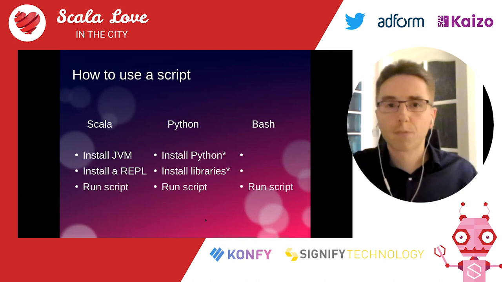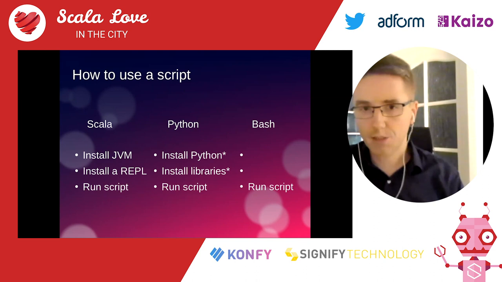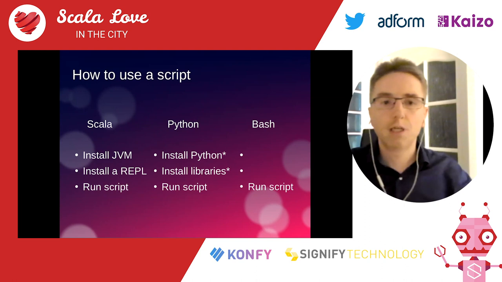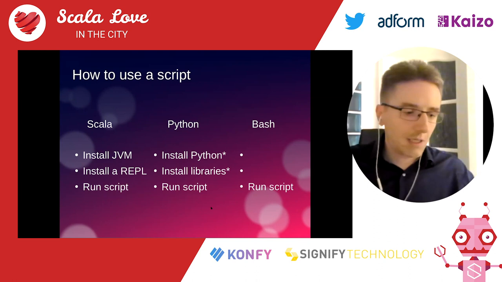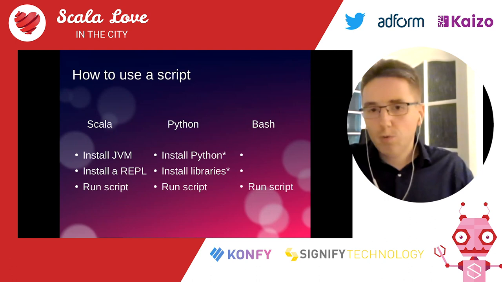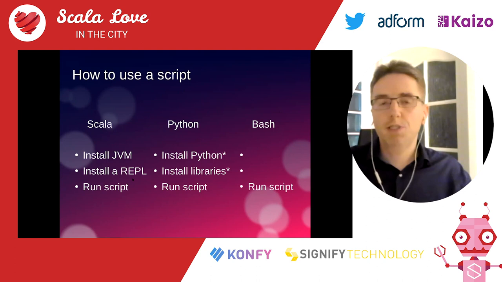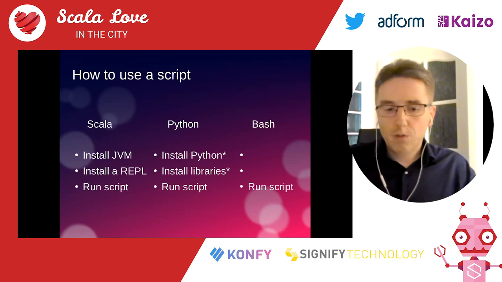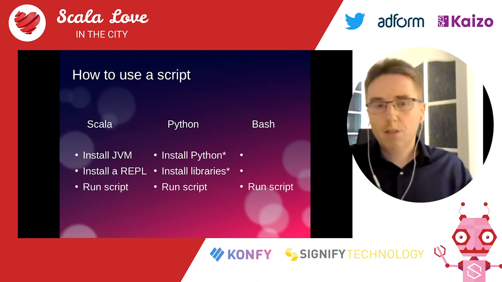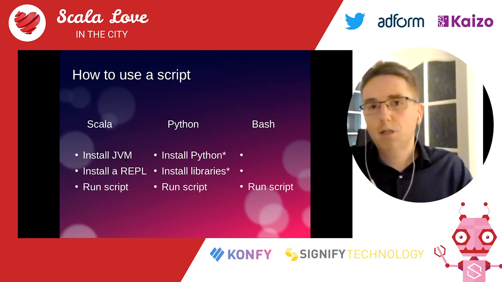So one of the pain points of Scala scripting is that Scala means most often JVM. This is something that everybody among Scala developers expects as something present on a system. We sometimes forget that there are some experts that are not into JVM, not into Scala, not into Scala tooling. And in many places, you simply don't have a JVM, right? So for Scala scripting, a JVM is a necessity. You need to have a JVM, you need to install a REPL, be it Ammonite or the other one, and then you are able to run scripts.